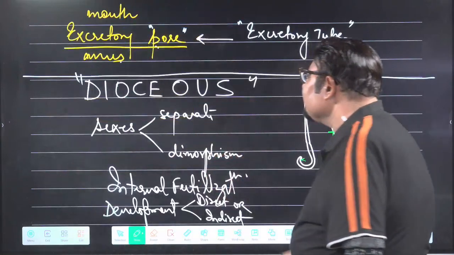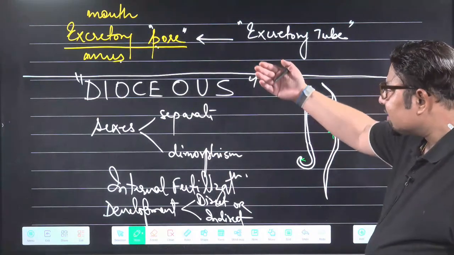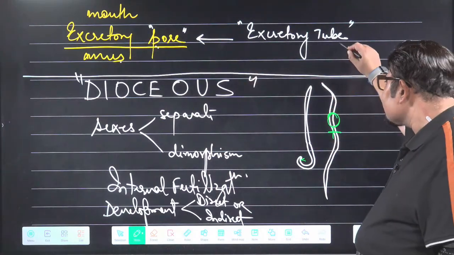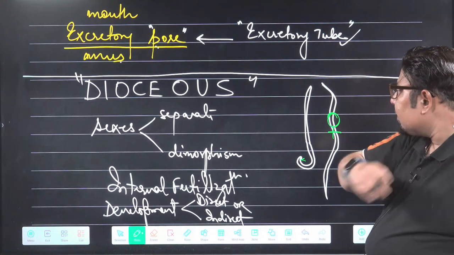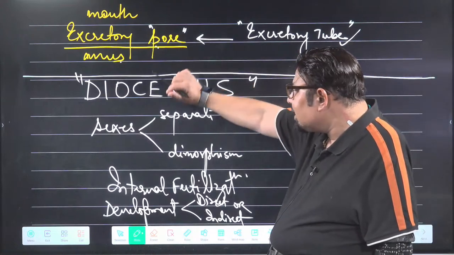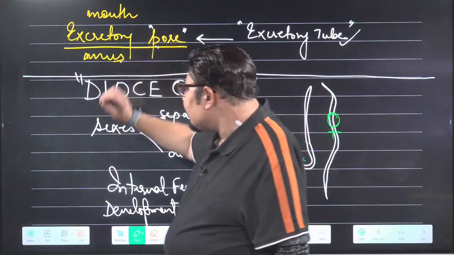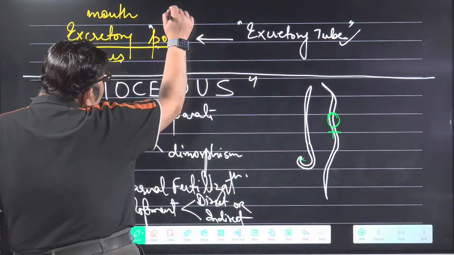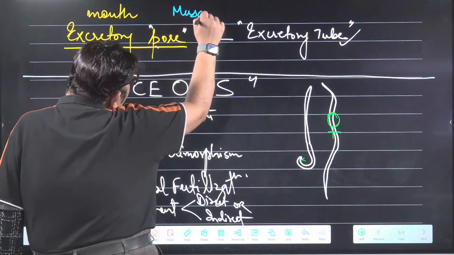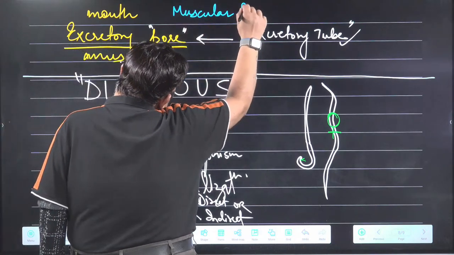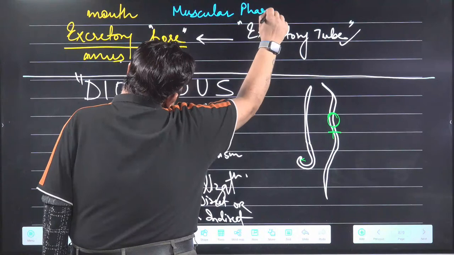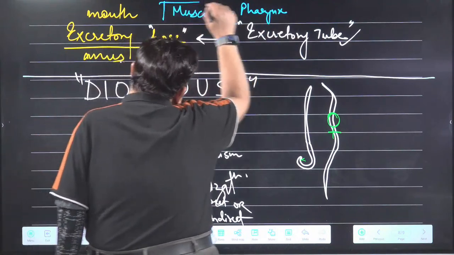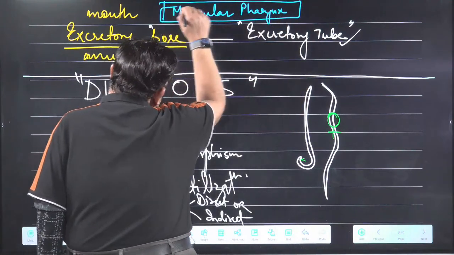Now coming to excretion. Excretion is through the excretory tube, and they have a separate excretory pore. Mouth and anus are separate. One thing you should also note down is that they have a muscular pharynx.